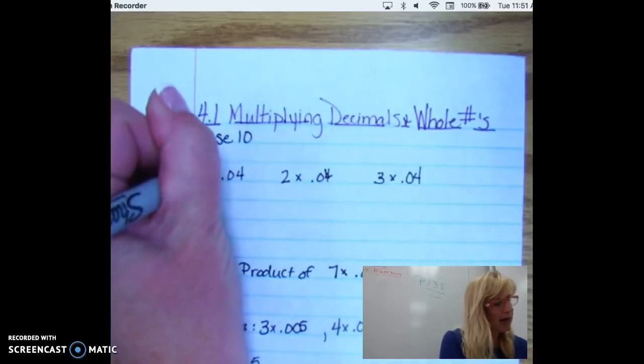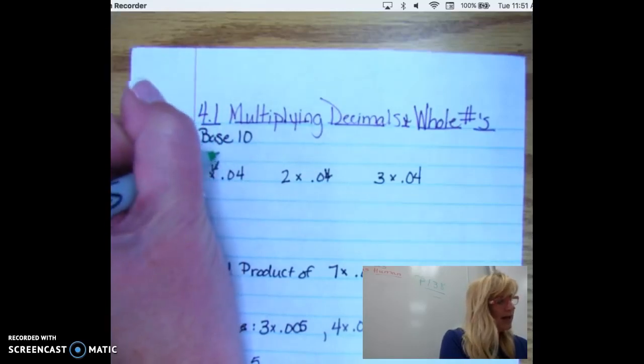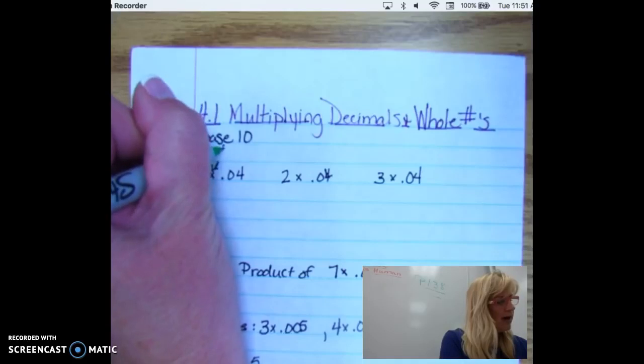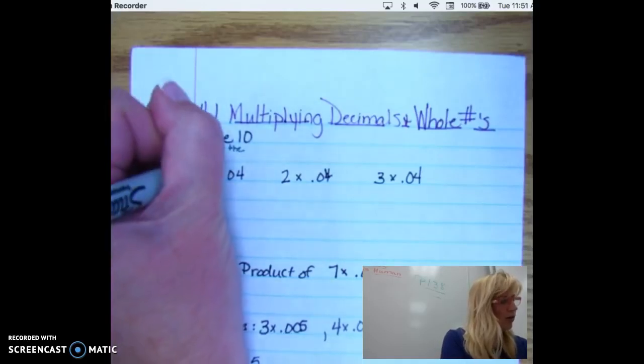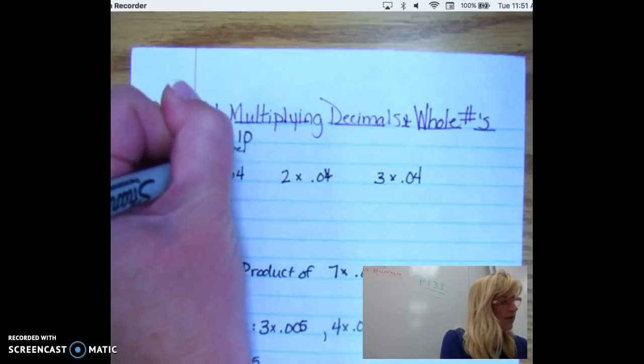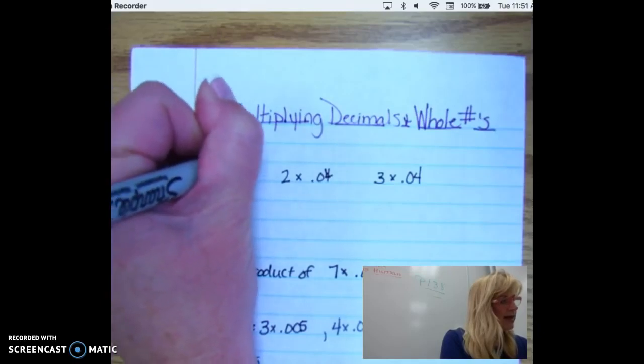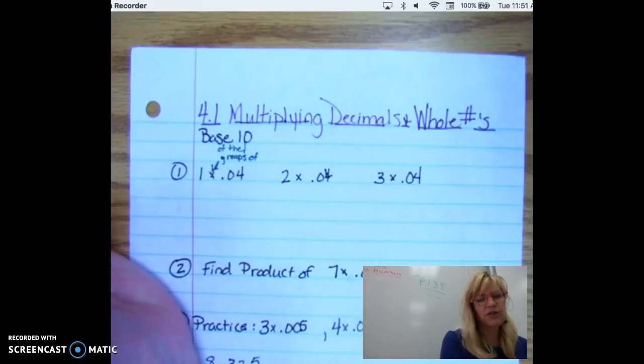I want to remind you that the times sign can mean "of the" or "groups of." It's helpful to say that in your head as you do decimals because we're working with pieces of numbers. We are no longer working with whole numbers.